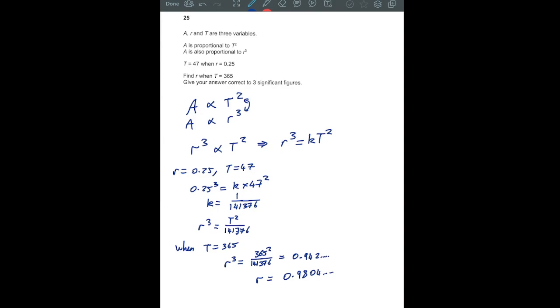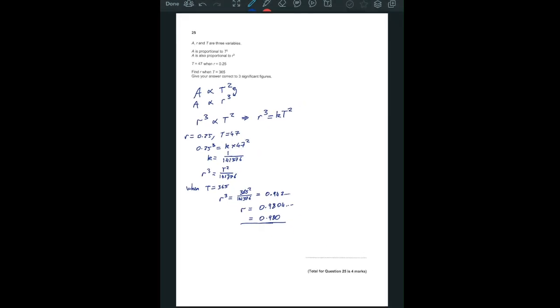0.9804. The question wanted it to 3 significant figures. 0.980 is going to be my final answer for R. Harsh question. Not easy whatsoever. 4 marks, very justified. The numbers are not pleasant. Not really any intuition we could go for here, other than the fact that T got a lot bigger, so R got a lot bigger. Not much else we can do other than say that.